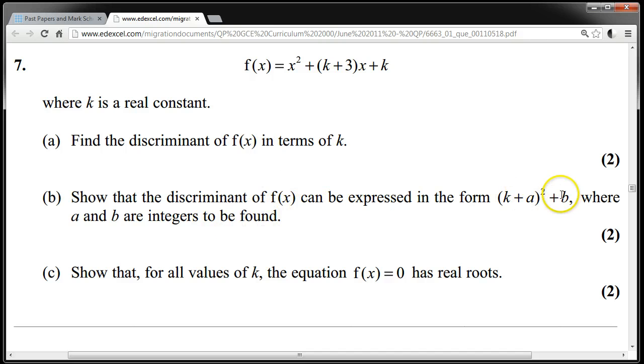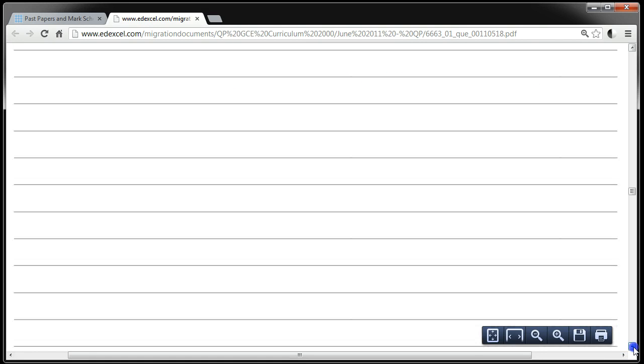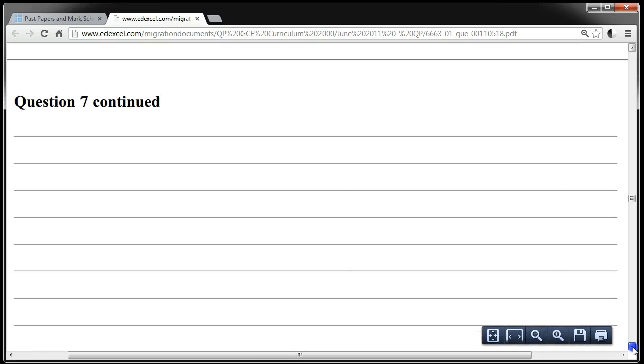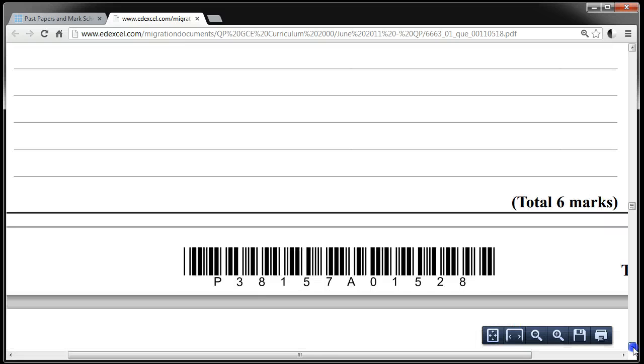Then rearrange it in this form. Find the integers a and b. That'll be easy. And then show that for all values of k, the equation has real roots. So when we let that equal 0, we need to show that it has real roots. So we'd have to look at how the discriminant plays out here, wouldn't we? But again, it doesn't look too difficult really, when we look at the nitty-gritty.